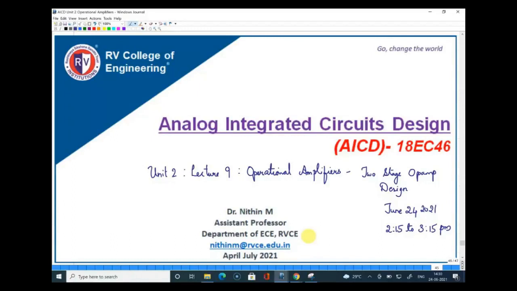Welcome to Analog Integrated Circuits Design class. This is lecture number 9 on Unit 2. And in today's class, we'll see how a two-stage op-amp can be designed.